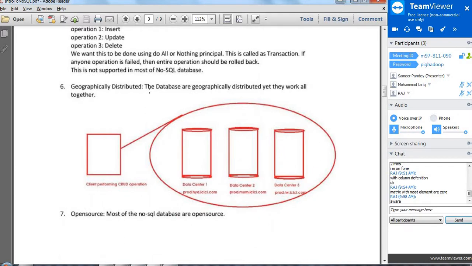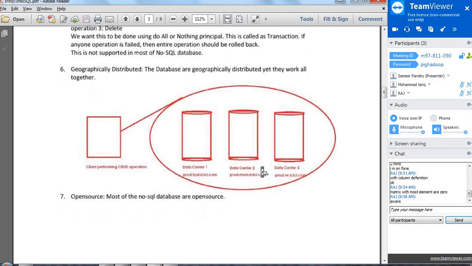Geographically distributed, as I said before also, that it's a distributed mode. So the actual storage is in India, another storage can be in the United States or in other countries also. So it's geographically distributed. It cannot be on the same system, on a single node. It's not possible.